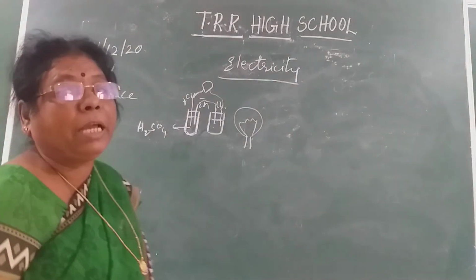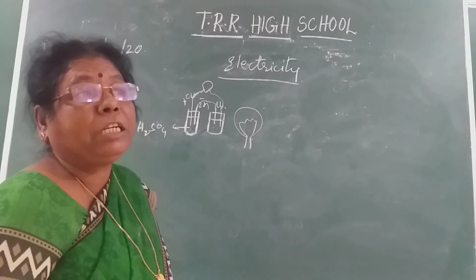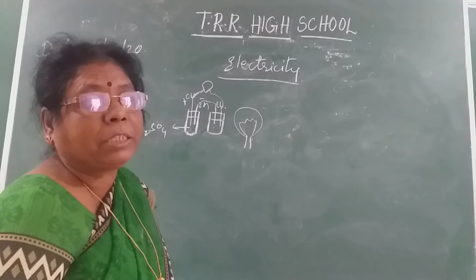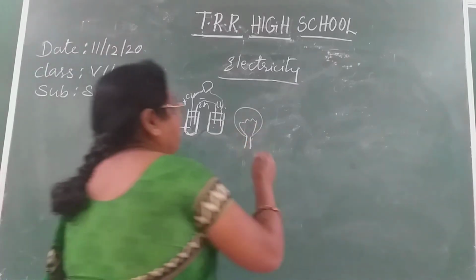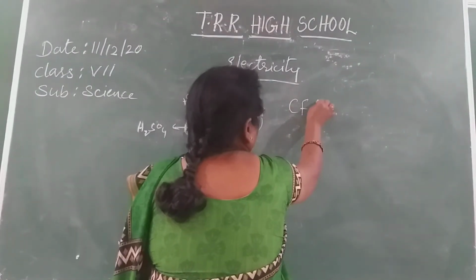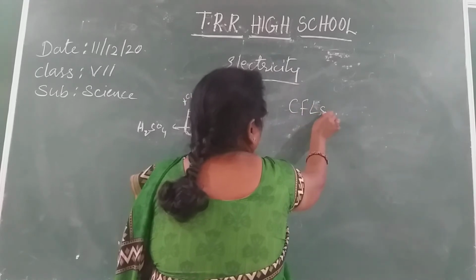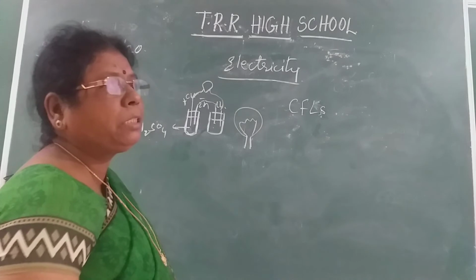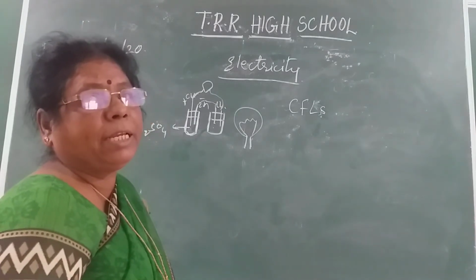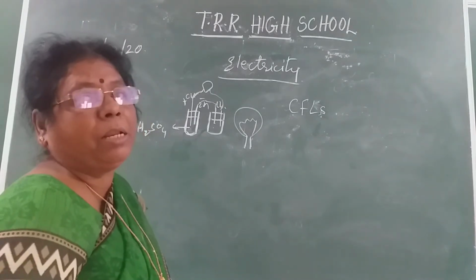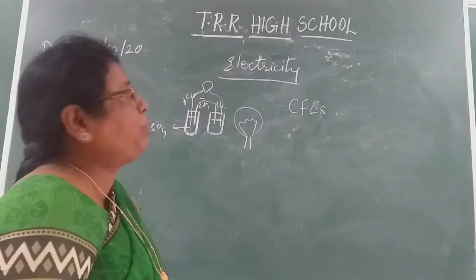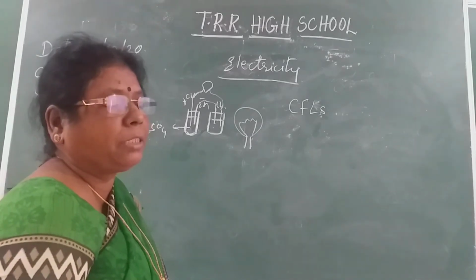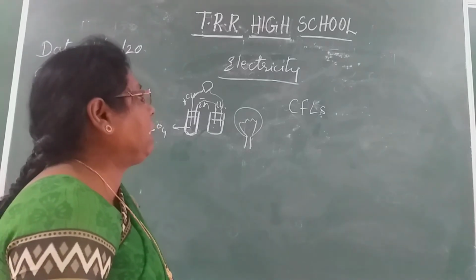And here, to reduce the current bill or to reduce the wastage of electricity, nowadays we are using CFLs. CFLs, compact fluorescent lights, isn't it? We use CFLs to get a less bill, and we will not waste the electricity also by using CFLs.